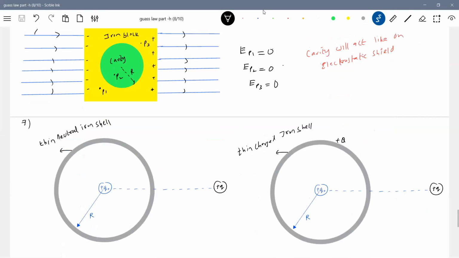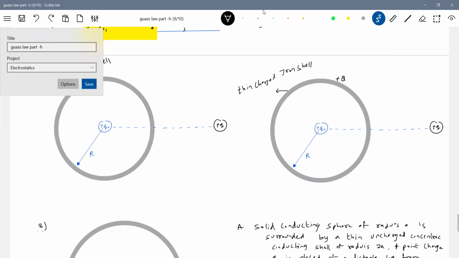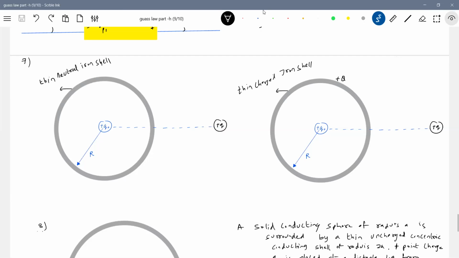Okay, let's come to this one. It's a small idea, there in SU Arma. There's a thin neutral iron shell. A point charge Q0 is kept at the center, and a point charge Q is kept at a certain distance x. Now I'll ask you, find the force exerted by the shell. In what direction will the shell exert force on the point charge Q0?